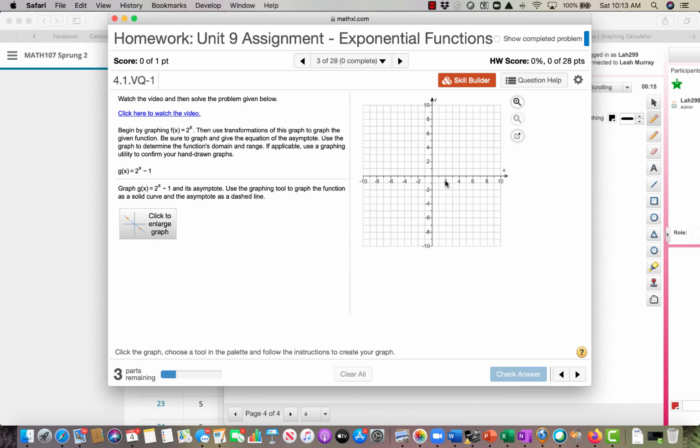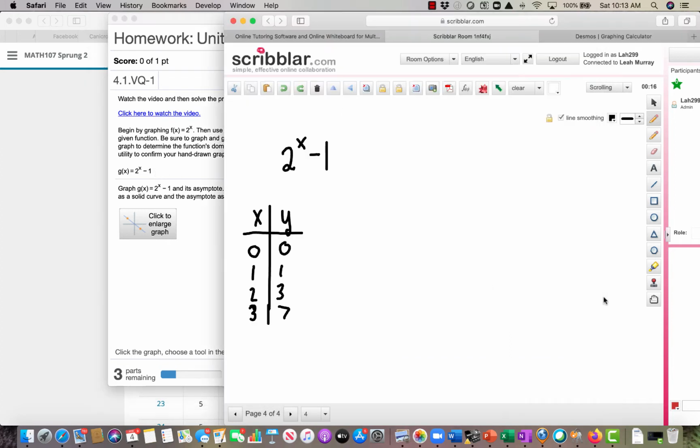Let's take a look at graphing exponential equations, including their asymptotes. So we're going to start with 2 to the x minus 1. I started by just creating a t-chart with several x values and finding the corresponding y values, just so I had a reference point to check my work with.